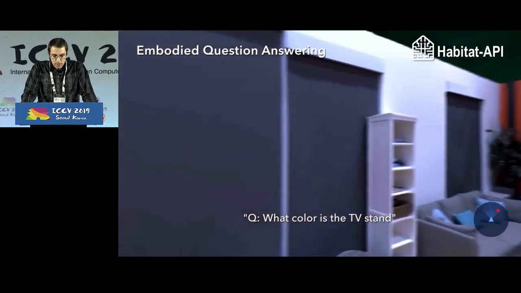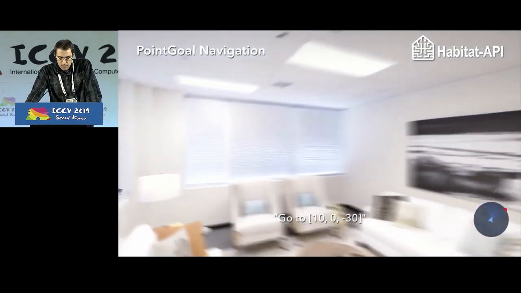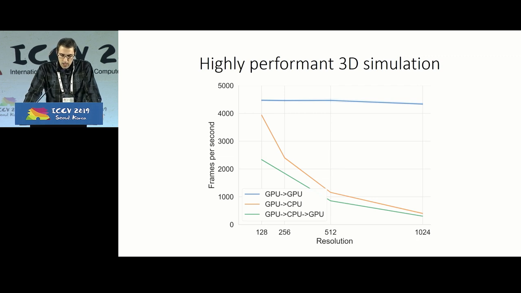With frame rates of more than 4,000 frames per second per simulation thread, shown here in blue across a range of frame resolutions in the horizontal axis. These frames are available in common learning libraries such as PyTorch through direct GPU memory sharing. Now, why does speed matter?